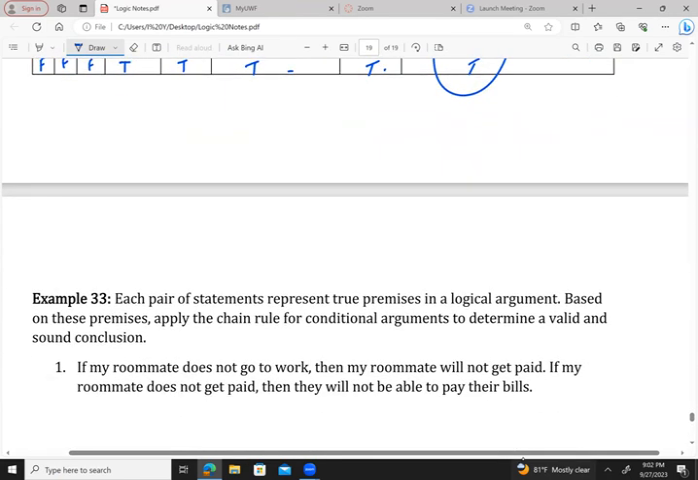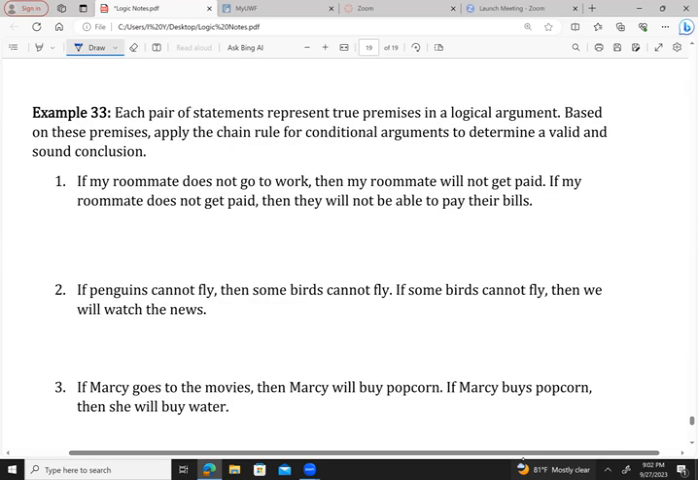Now let's look at some words. I think this is the last example. Each pair of statements represents true premises in a logical argument. Based on these premises, apply the chain rule or conditional arguments to determine a valid and sound conclusion.